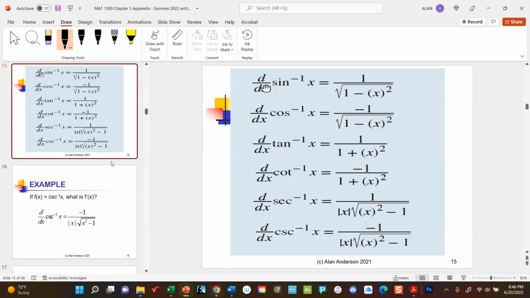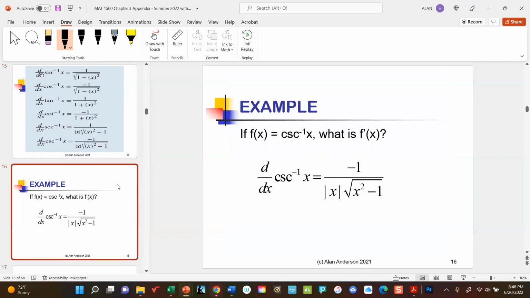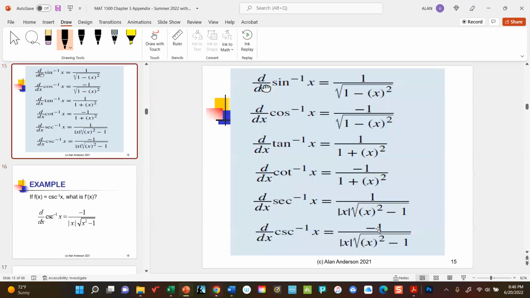And so when you run into these problems that involve arc sines or cosines, whatever, you at some point may need to resort to this table. Yeah, some of those later ones are pretty scary looking. So for example, what if there's a question in the test and it says, if f of x is the arc cosine of x, what is f prime of x? And you say, oh, I will go consult my handy little chart. And there it is on the bottom: minus 1 over absolute x times the square root of x squared minus 1.